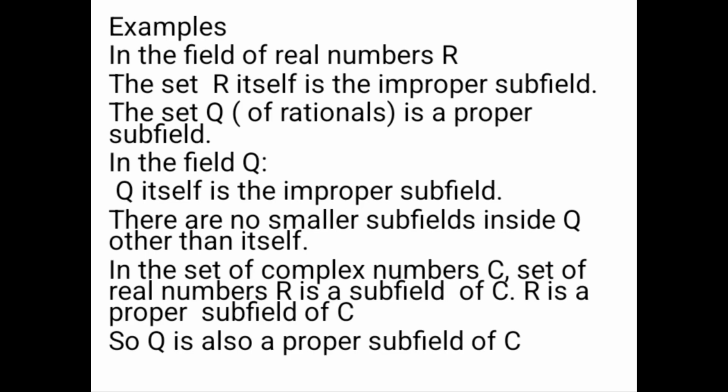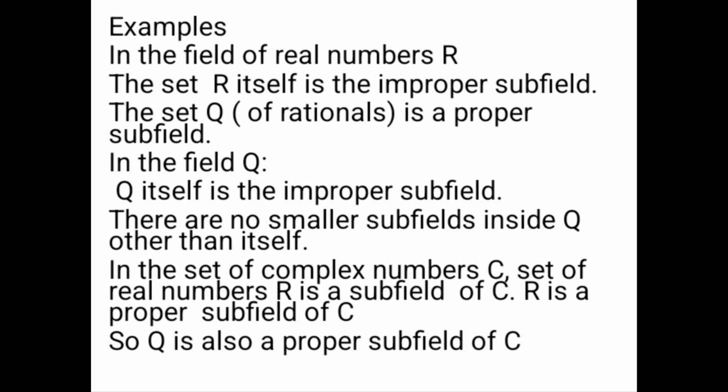So here what happens? A subfield is nothing but a non-void subset, containing at least two elements, of the field F, which is closed with respect to addition, closed with respect to multiplication, and S itself is a field under the induced addition and multiplication. So let us consider a few examples.